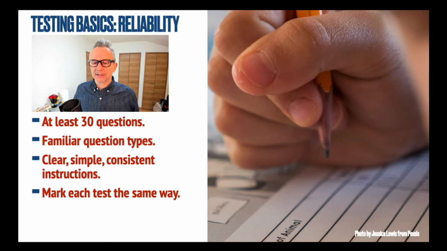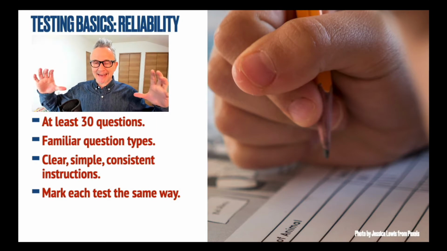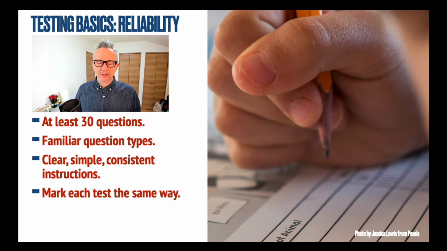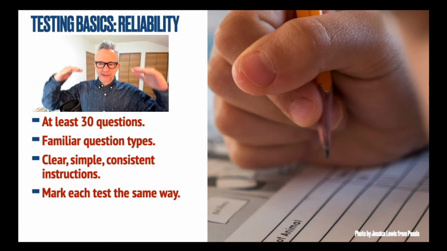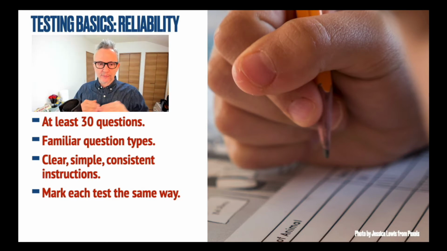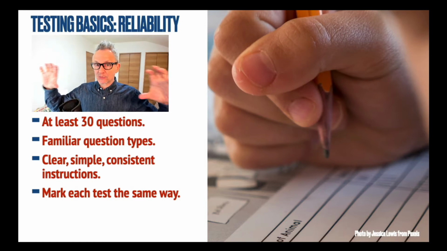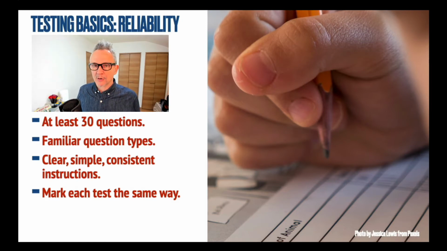We need to mark each test in the same way, so you have standards for marking. If, for example, it's a writing test, you have a set of guidelines and rules for measuring the writing skill. And if more than one person is grading the test, they need to be trained in those standards to mark the test in the same way so that it's reliable.